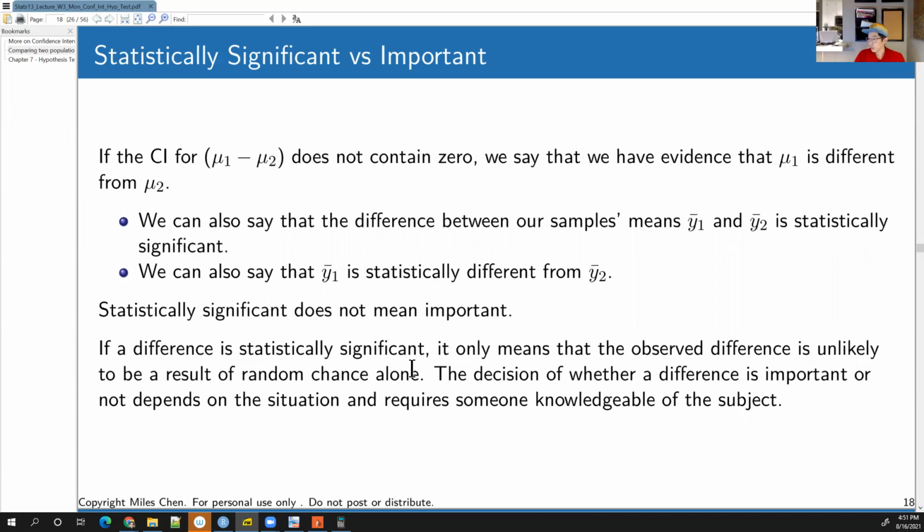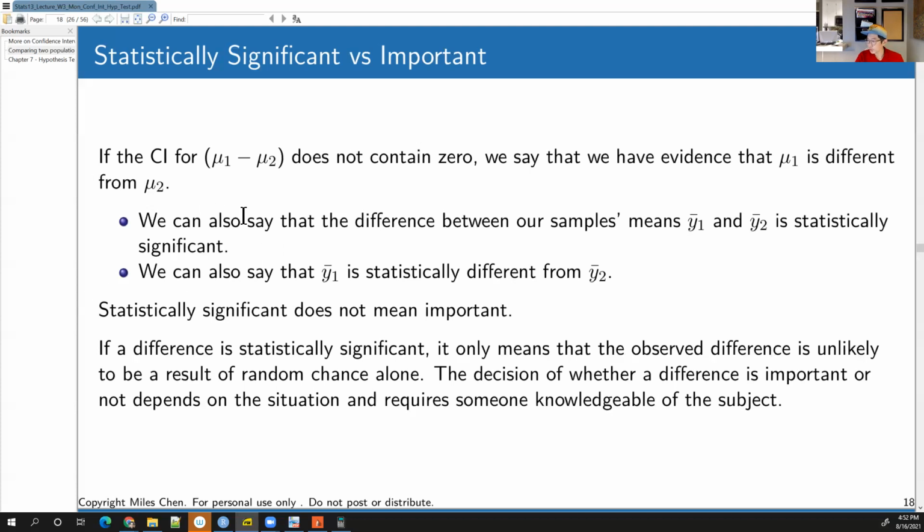All right, so back when we made conclusions, we said if the confidence interval doesn't contain 0, like if it goes from 0.39 to 7.53 or whatever it is, we say we have evidence that mu1 is different from mu2. We have evidence that there's a difference between the mean number of blocks that the young adults and the mean number of blocks that the seniors are able to complete, okay?